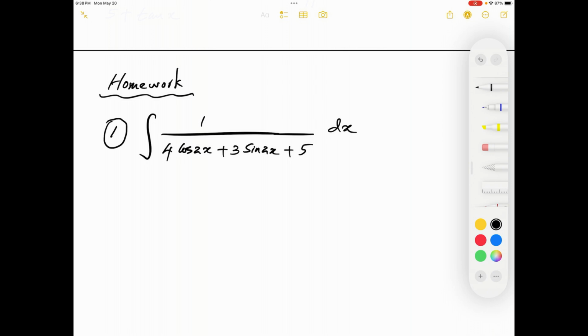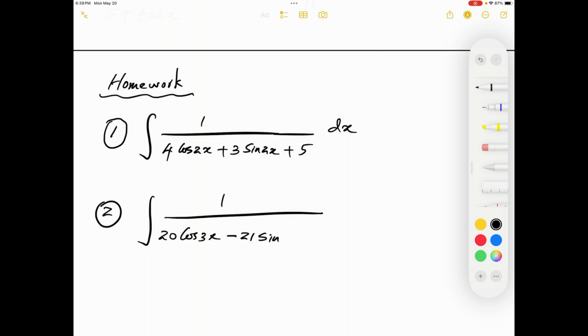I would like to give you a second question as well. So here's the second homework question. Integrate 1 over 20 cosine 3x minus 21 sine 3x plus 29. On the numerator, I have dx. Well, you need to pay attention to this negative symbol right here. That will have some impact.